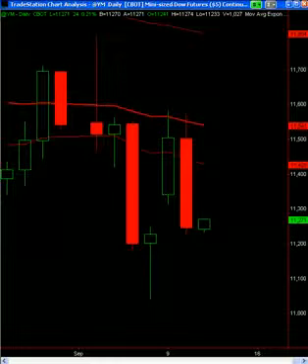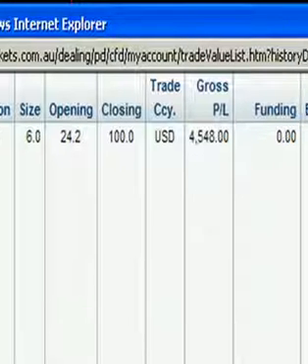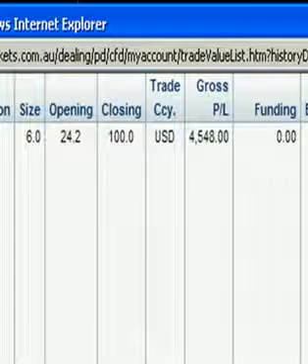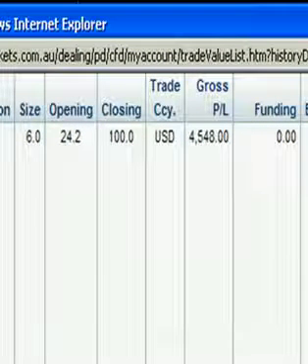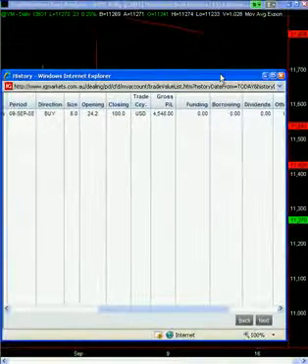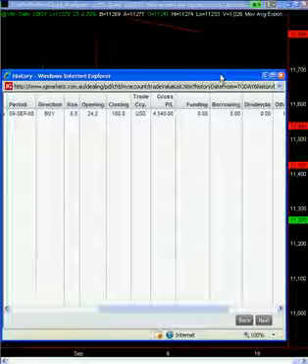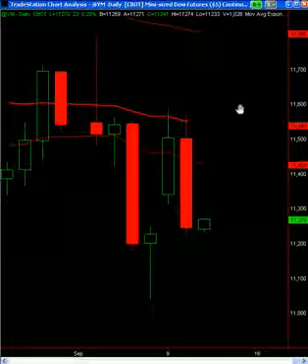And I'll just bring up the account statement here. I actually bought what's called a binary. It's a form of intraday option. I bought it at 24.2 and the closing level was 100. So I made the maximum profit potential on the binary option, with a gross profit of 4,548 US dollars, which is around about 5,300 Australian dollars. Alright, so back to the chart.